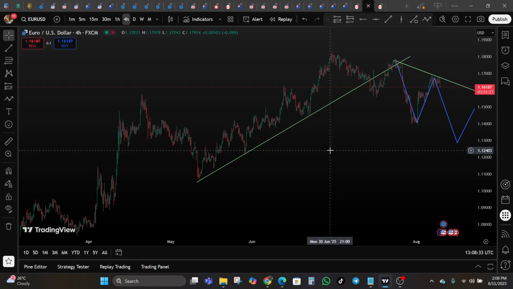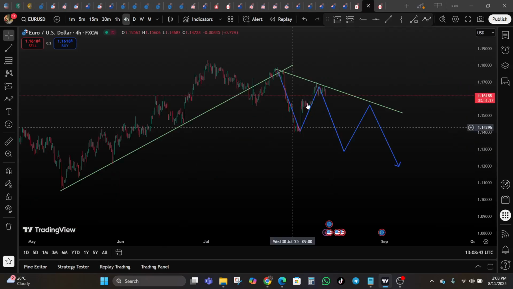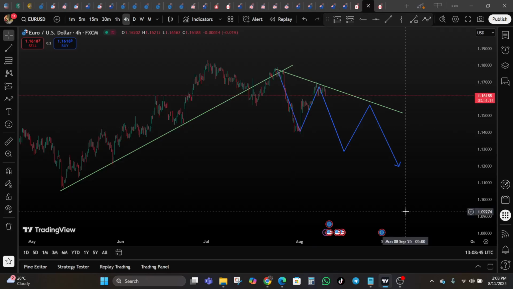First of all, is the market trending up, or is it trending down, or is it moving sideways? Higher highs and higher lows means an uptrend. Lower highs and lower lows means a downtrend. Recognizing structure early keeps you from trading against the main flow of the market.